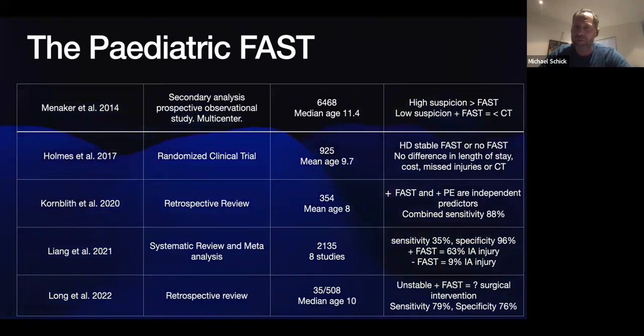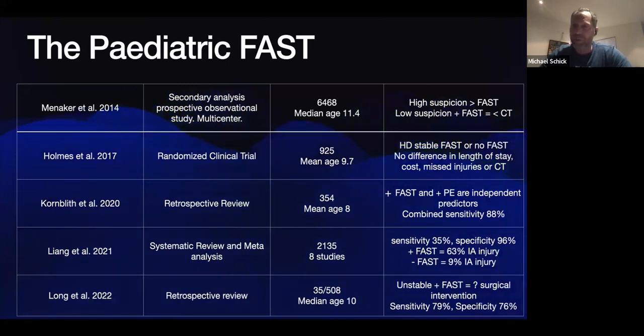Kornblith did a retrospective review, 354 patients, and was looking at, well, are the FAST exam and physical exam independent factors when looking at significant blunt abdominal trauma, and just found that the pooled sensitivity of them combined was much greater than them alone. So individually they're significant, but combined they have a much greater sensitivity, which to me tells me there is a role for the FAST exam, even if the sensitivity is lower than in adult patients.